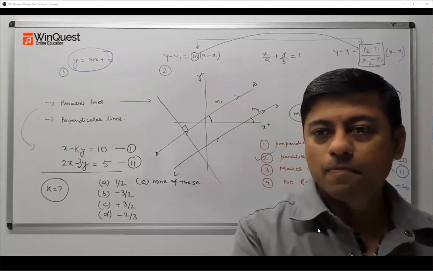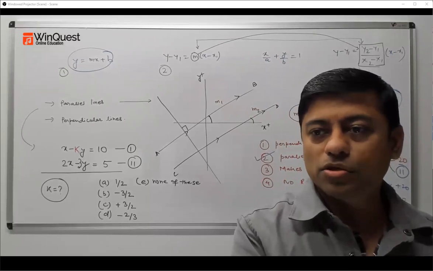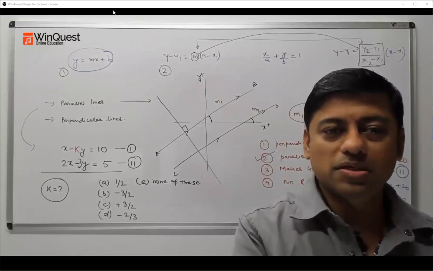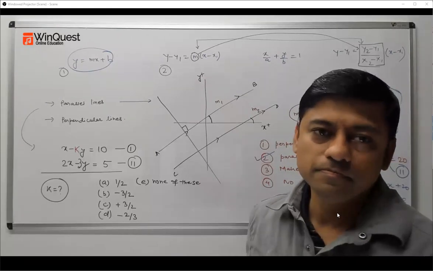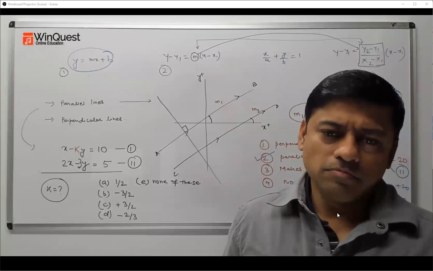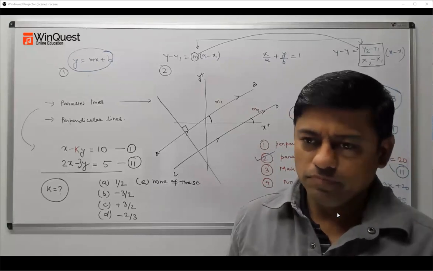I think we have to put both of them in the slope intercept form. Your sound is very low. Srinidhi, please try to be a little louder. I think we have to put both of them into slope intercept form and then find the slope. Okay.